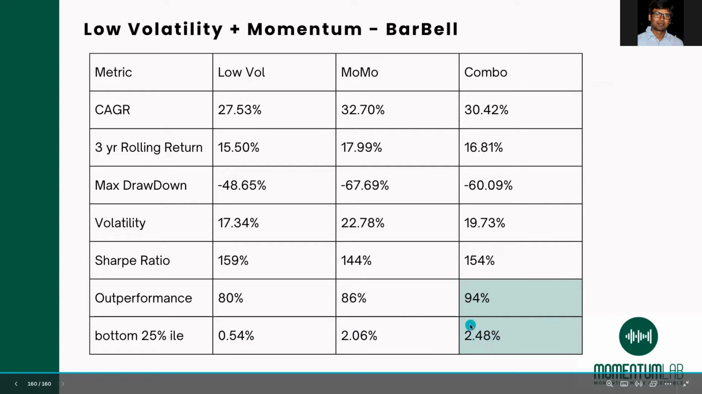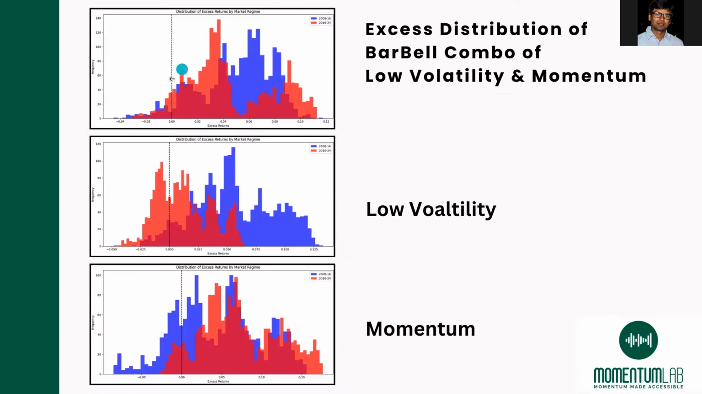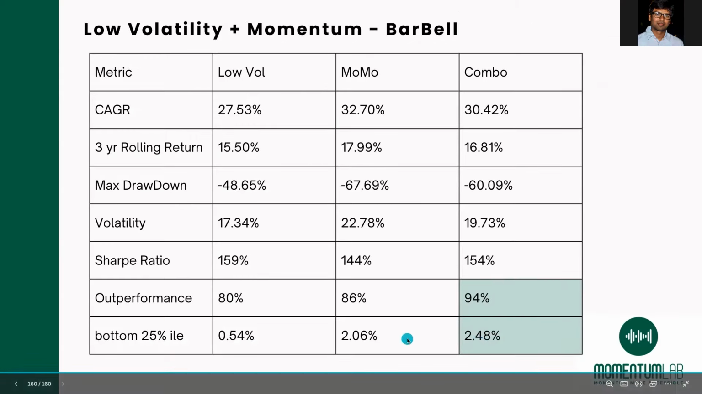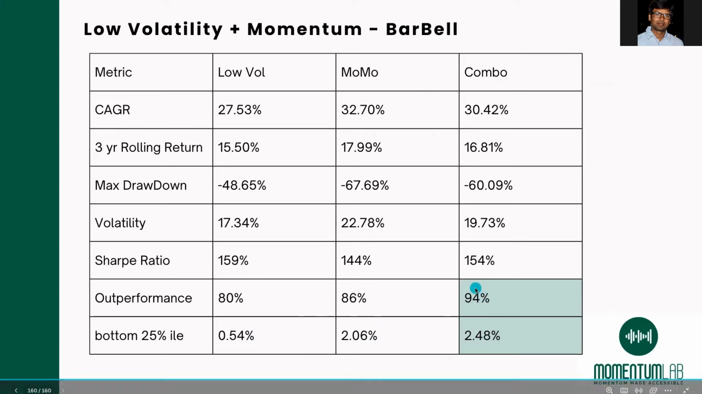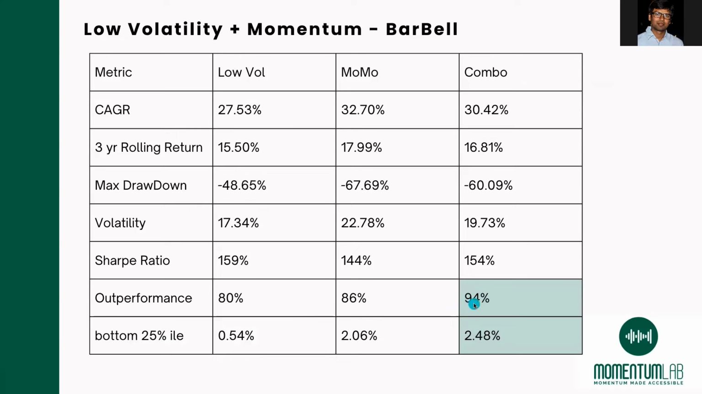You see that the bottom 25th percentile of the excess return distribution is at 2.48, whereas for momentum it is at 2.06, and for low volatility it is at 0.54. As you know, we are not only interested in the count of the number of years where outperformance has happened, but we also want to know the quantum of outperformance. And here we have a higher surety with a higher amount of outperformance that can be achieved in the low vol plus momentum combination. Now, this was about the multi-factor strategy of low vol plus momentum. We have seen how it is better than the individual constituents and how it is better than Nifty 50.